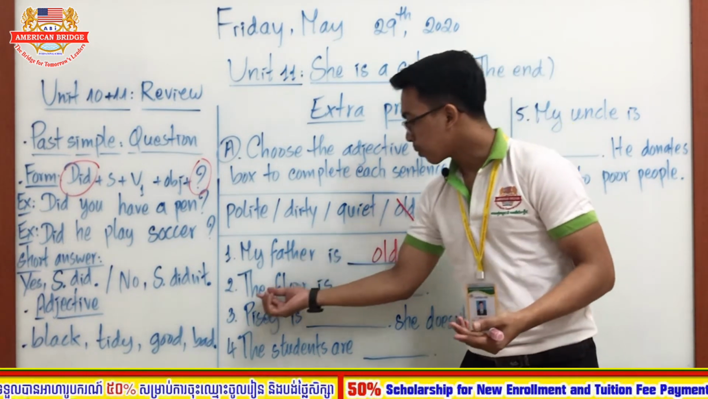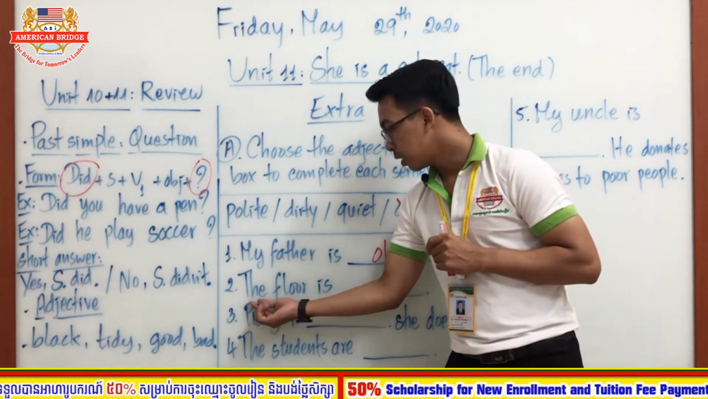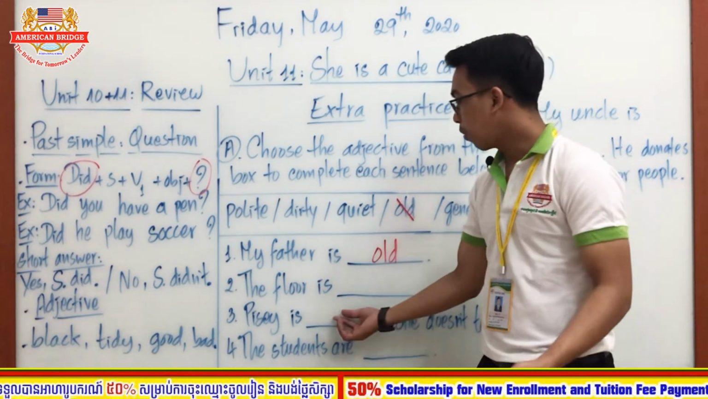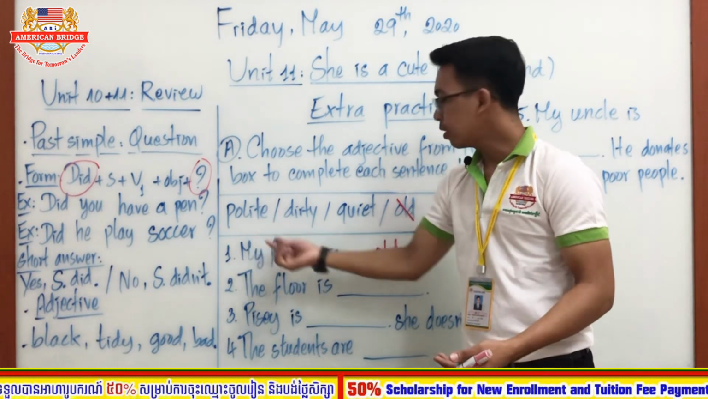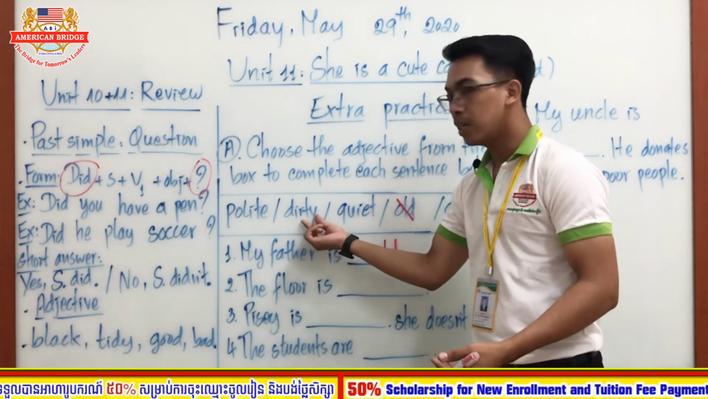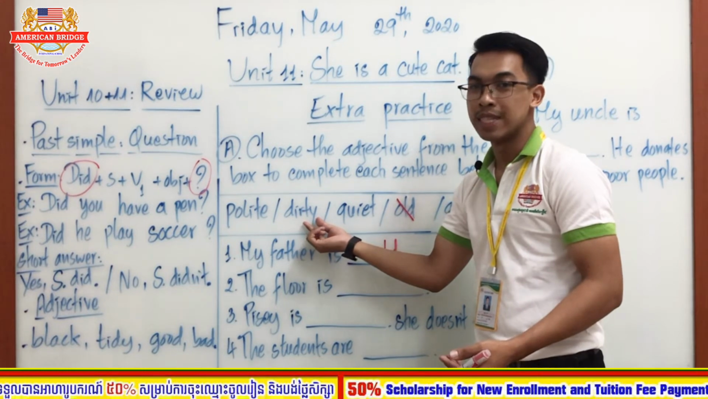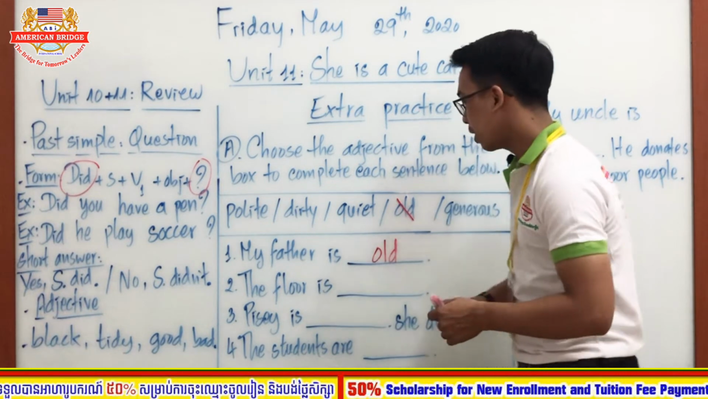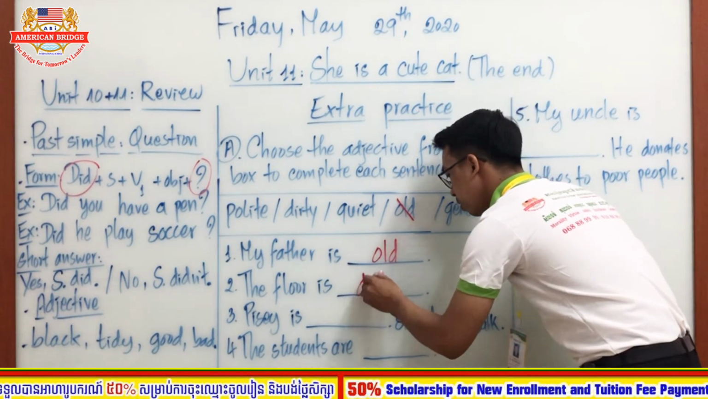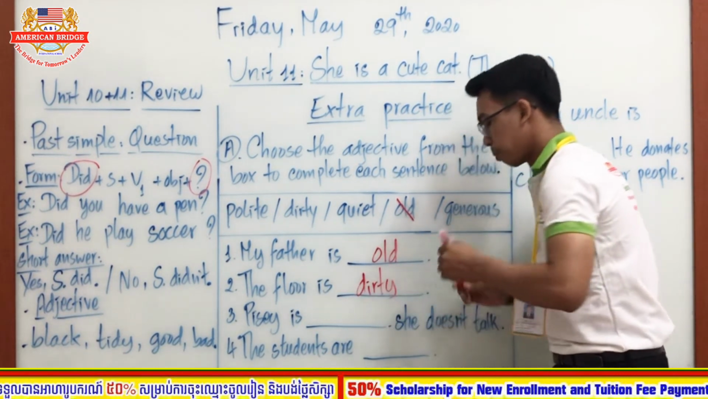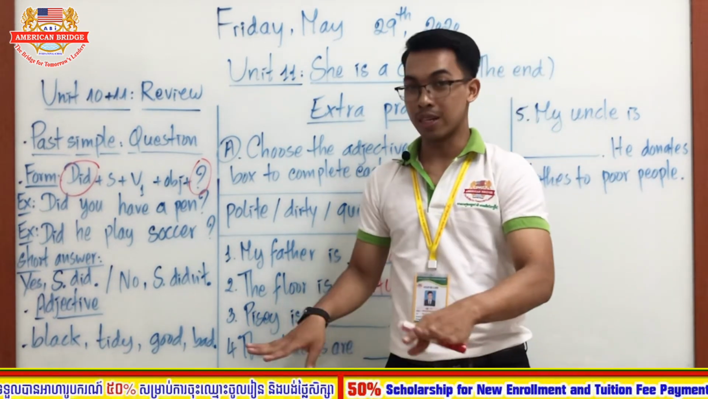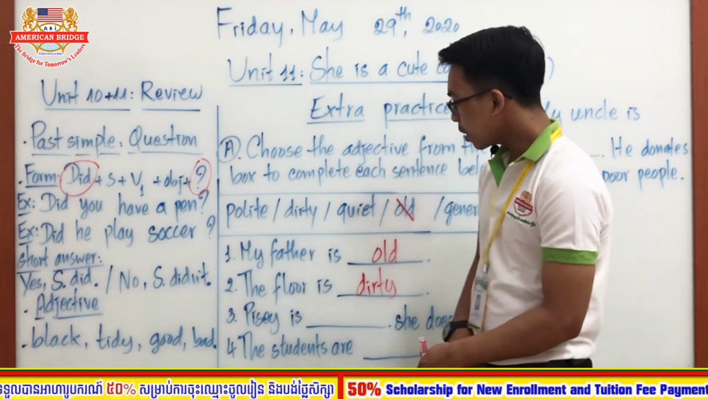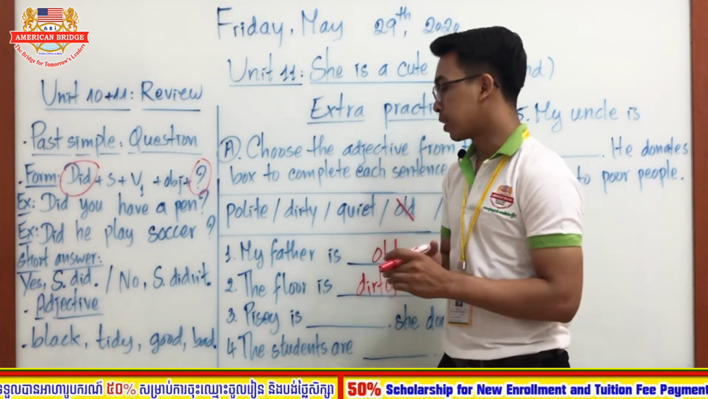Now let's move on to the second sentence. So the floor is what? The floor is polite? No. The floor is dirty? Yes. So the floor is dirty. Good. Maybe you do not clean the floor for a long time, it becomes dirty. Good. So now let's move on to number 3.